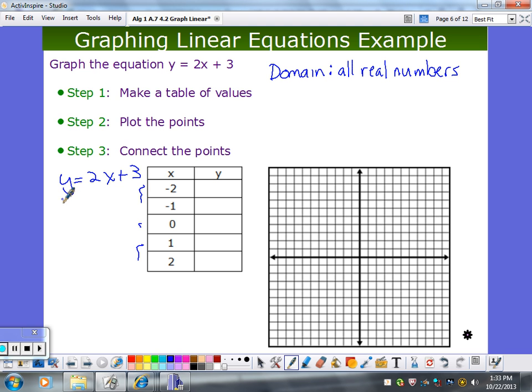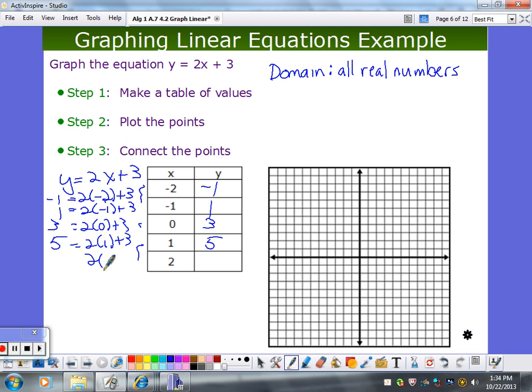So if my x is -2, what's my y going to be? What's 2 times -2, plus 3? Okay, let's try it for 2 times -1 plus 3. So it's -2 plus 3, which is 1. Let's see, 2 times 0 plus 3. That's 3. The 0 is always easy, right? Because it kind of blocks out that part. You're just left with that guy. Let's see, 2 times 1 plus 3, that's 5. And 2 times 2 plus 3.